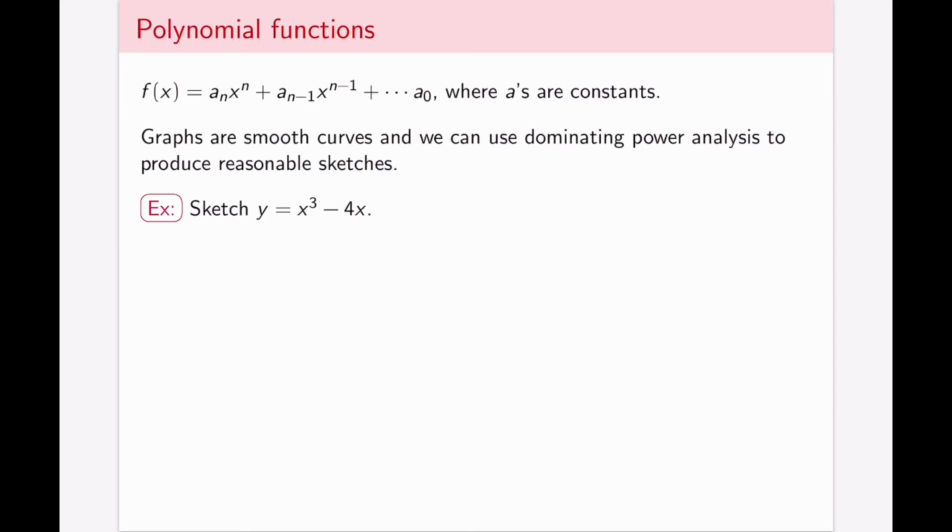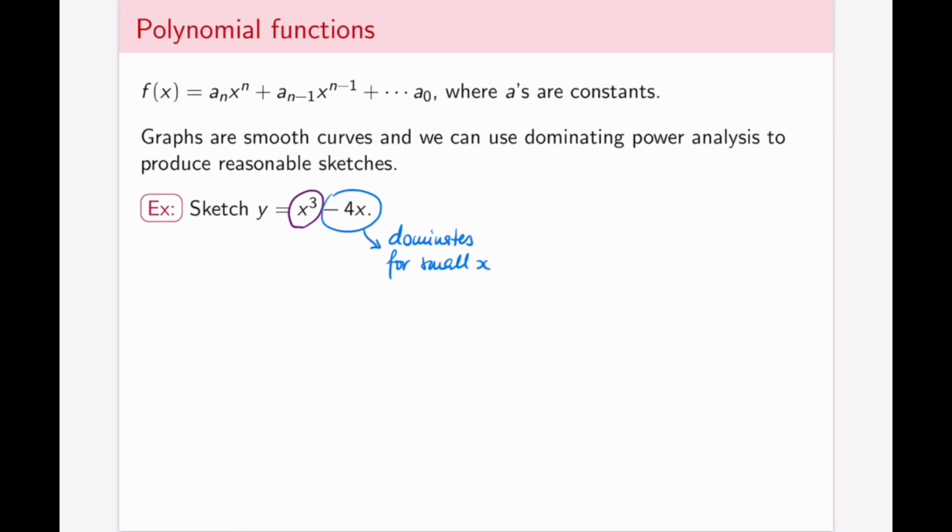Remember, from the power analysis, we know that near the origin, small powers dominate. Now my function here consists of two power functions. I have the power function x cubed, and I have the power function minus 4x. Each one is a power function, and then they've actually been added together. So near the origin, small powers dominate, which of course is minus 4x here. So I'm going to note that this dominates for small values of x, or near the origin.